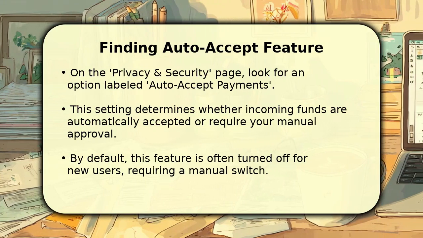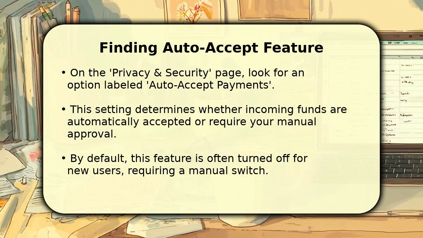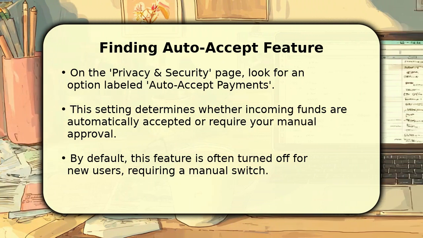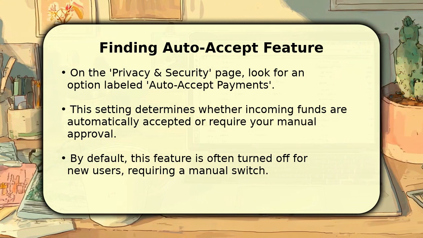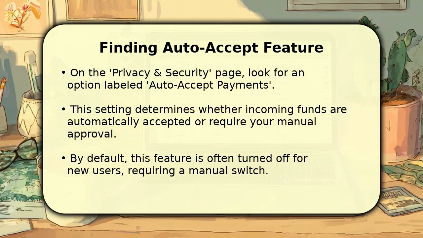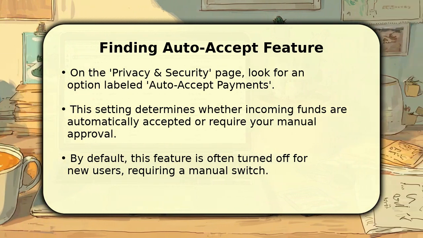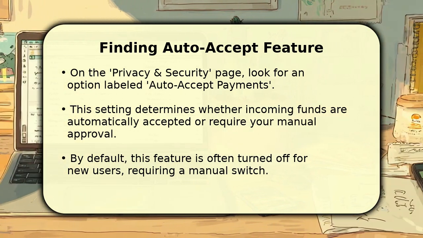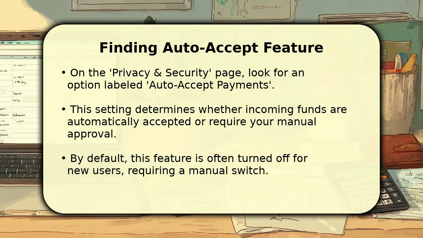Now, on the Privacy and Security page, scroll down until you locate the Auto Accept Payments toggle. This essential setting controls whether incoming money deposits directly into your Cash App balance without any further action from you. It might be in the Payments or Receiving Money subsection. The toggle will clearly indicate its current state, either on or off.